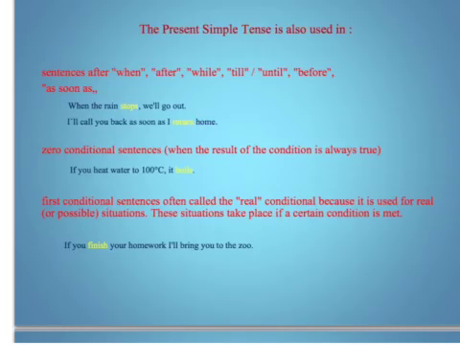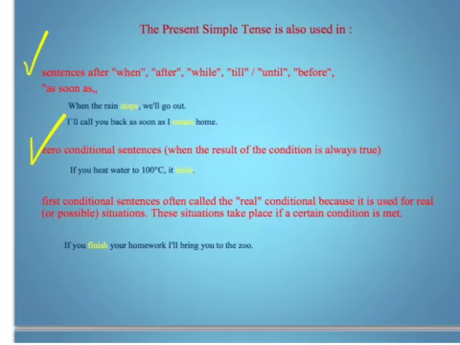The present simple tense is also used in sentences after when, after, while, till, until, before, as soon as. For example, when the rain stops, we'll go out. I'll call you back as soon as I return home. The present simple tense is used in zero conditional sentences when the result of the condition is always true. For example, if you heat water to 100 degrees Celsius, it boils.